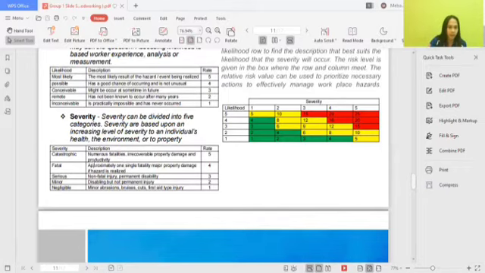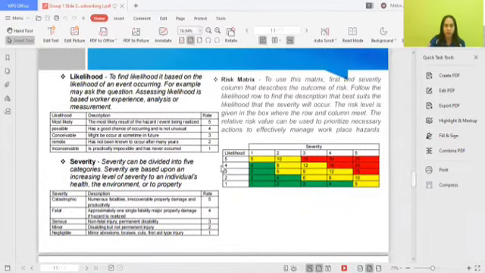And level five is catastrophic, numerous fatalities, irreparable property damage, and loss of productivity. And the last is the risk matrix. To use this matrix, first find the severity column that describes the outcome of the risk. Follow the likelihood row to find a description that best matches the likelihood that the severity will occur.